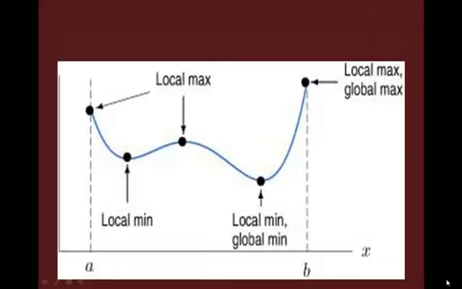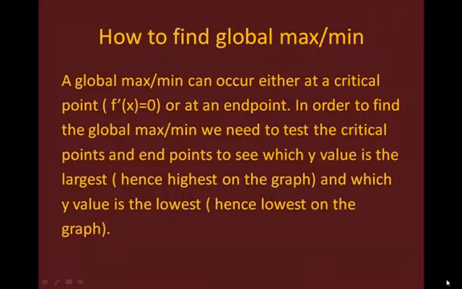So how do we find these? Well, to find a global max or a min, you saw on the last picture that sometimes it's going to happen at a critical point, right at the bottom of a cup or the top of a hill, or at an endpoint. So in order to find these, we want to test the critical points and the endpoints to see which one is the highest and which one is the lowest on the graph. So how do we do that?